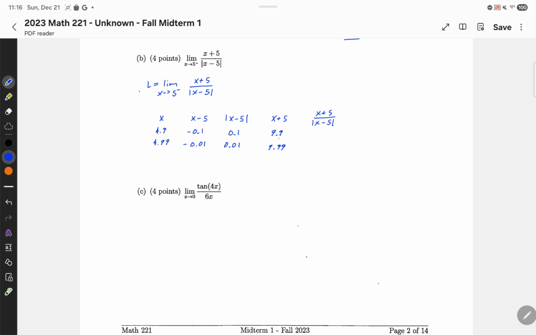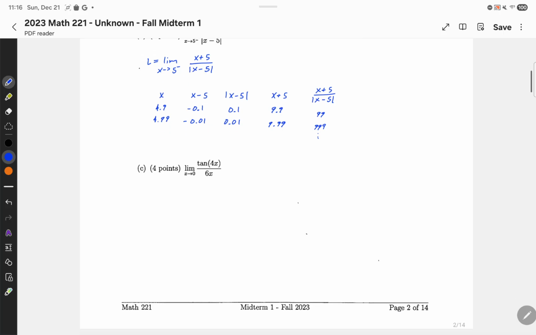So that's going to be 9.9 over 0.1, which is just 99. We're going to have 9.99 over 0.01, which is 999. And then you can pretty clearly see that this is going to keep going up and up. And of course, on your test, you could put more values if you wanted to be sure. But what this tells us is that the limit as x approaches 5 from the negative side of x plus 5 over the absolute value of x minus 5 is going to be equal to infinity, just like that.